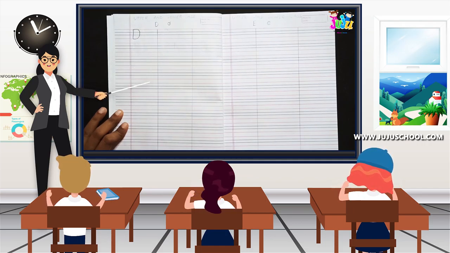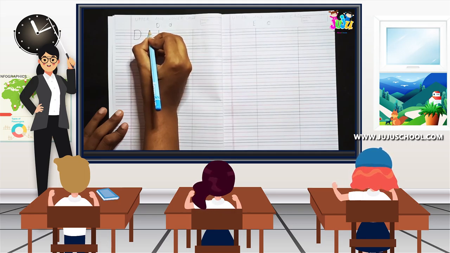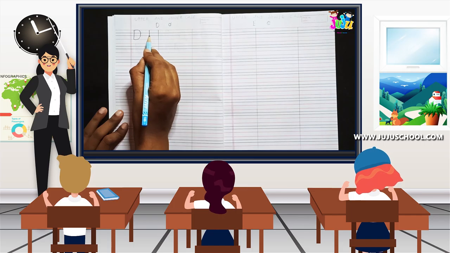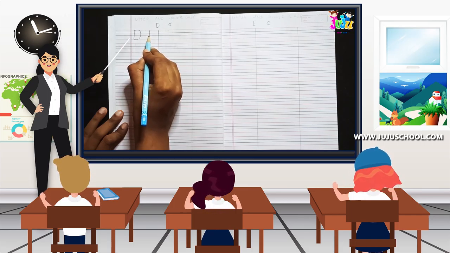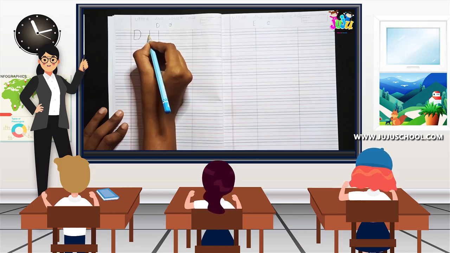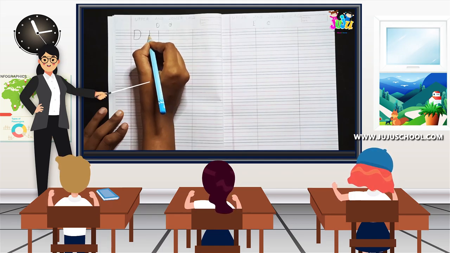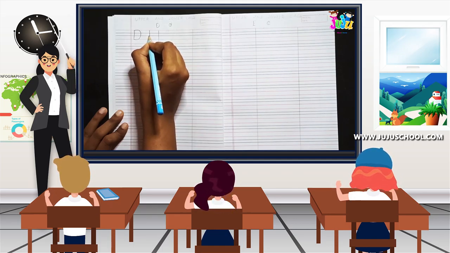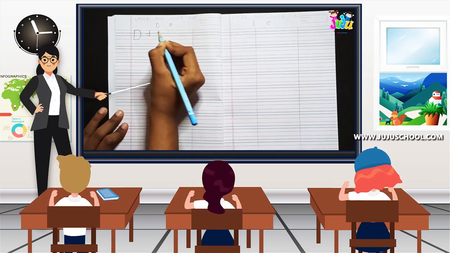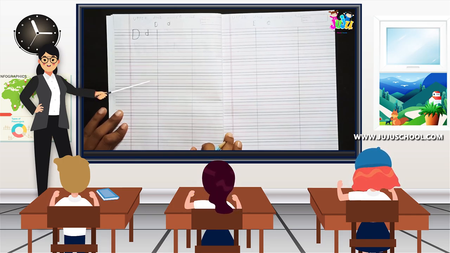And for the lowercase d, go to the top, that is to the first red line. Draw a standing line till the third line, that is till the second black line. And from the first black line to the second black line, draw a right curve roundabout. And that's it. It's lowercase d.